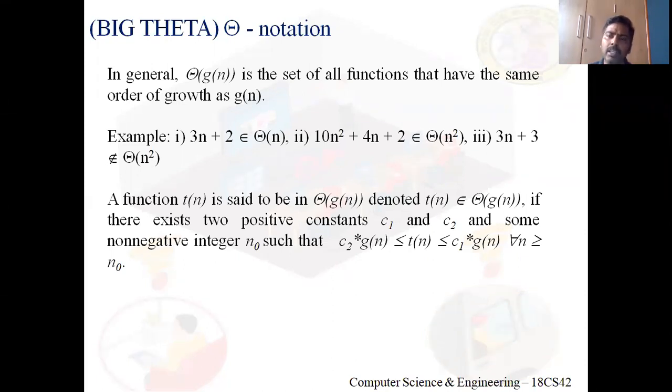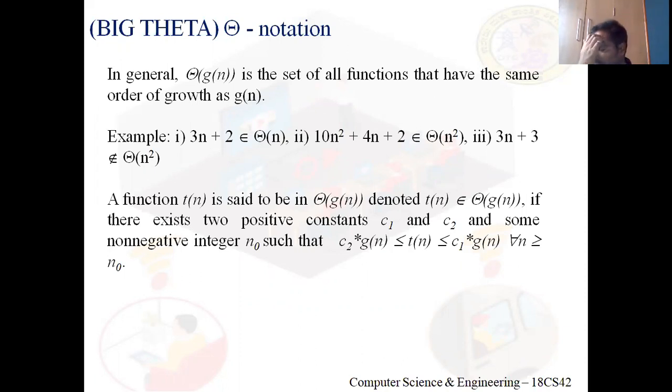Have a look at the third example, 3n plus 3. What is the growth rate? Linear. Whether this linear belongs to big theta of n square? No, because the growth rate is different. In the LHS it's linear, while big theta of n square is quadratic. The growth rate mismatches, so it doesn't belong. So I think you are very clear, right? What about big O? Big O is an upper bound, big omega is a lower bound, and big theta is the same as. Means it gives both lower bound and upper bound.